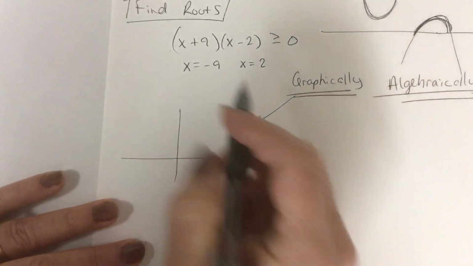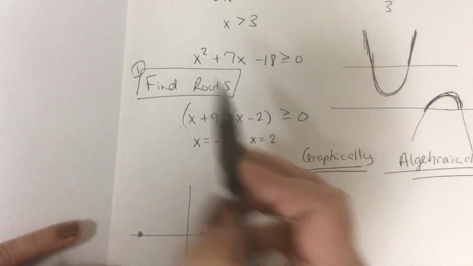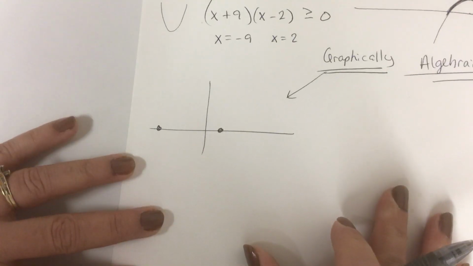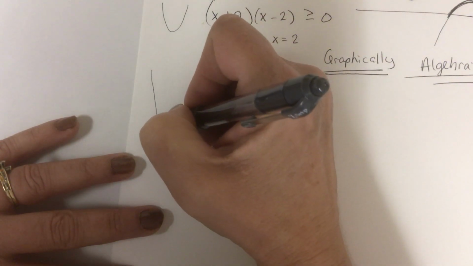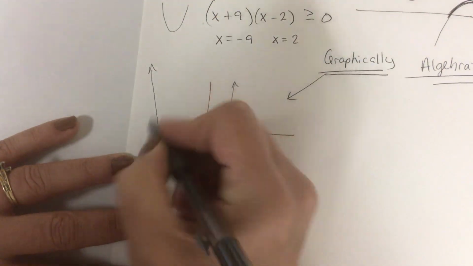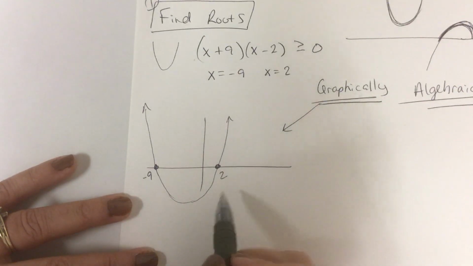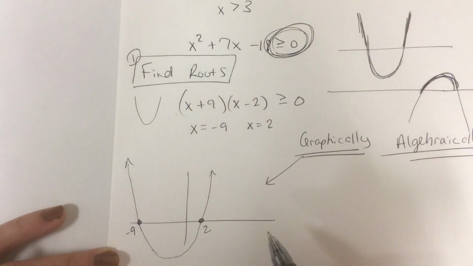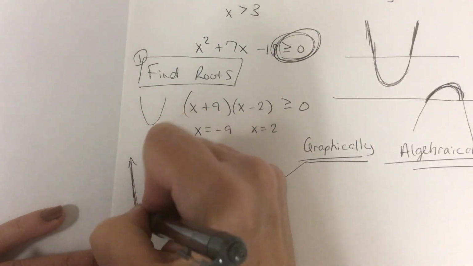You have a parabola that has a root at negative 9 and positive 2. From the fact that it's x squared, you know that it's a U shape and not upside down. So we don't care how steep this is. We just know that it's U-shaped and it goes through negative 9 and positive 2. Well, if that's the case, then it is greater than 0, because that's what we're looking for, where it's positive. So that's this section here and this section here.